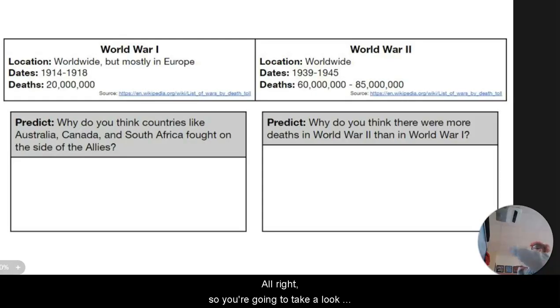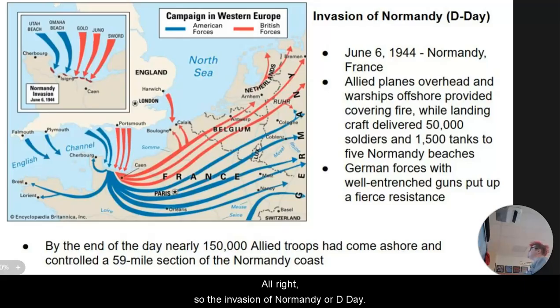All right, so you're going to take a look at these two and then answer these two questions. Hint, hint, I might have already told you one of the answers. All right, so the invasion of Normandy, or D-Day. It is June 6th, 1944, Normandy, France. Allied planes overhead and warships offshore provided covering fire while landing crafts delivered 50,000 soldiers and 1,500 tanks to five Normandy beaches. German forces with well-entrenched guns put up a fierce resistance, but by the end of the day, 150,000 Allied troops had come ashore and controlled a 59-mile section of the Normandy coast.